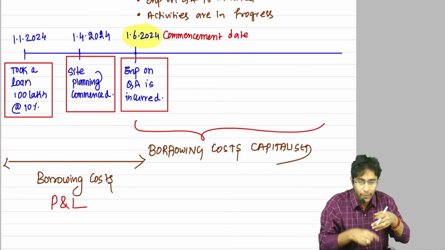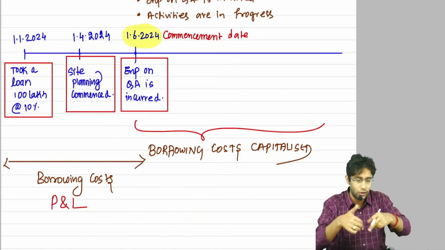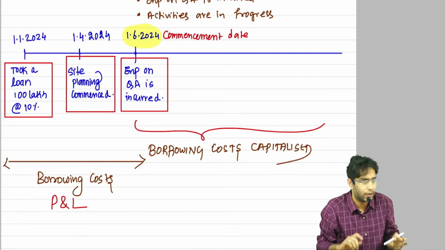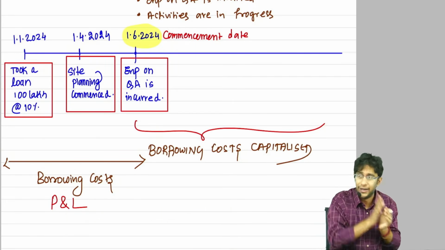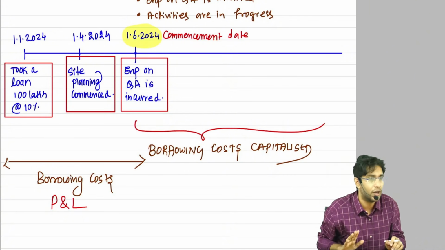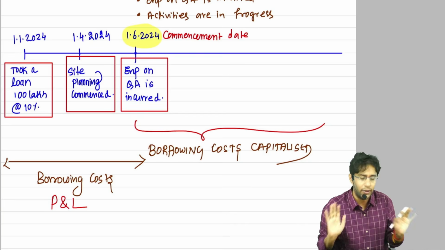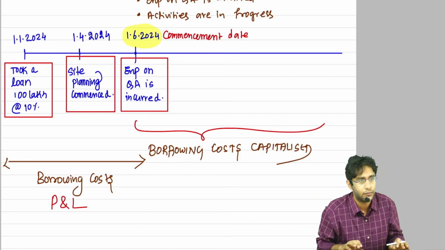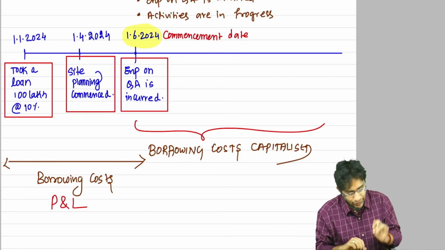Project you should spend money. You borrowed money, you have to utilize it. Work should be going on. Borrowing cost anyway you will incur. The 3 points cumulatively, one day they will meet. That date onwards, you start adding the cost to your asset cost. Till then, whatever interest you pay will go to the P&L account. Clear here?